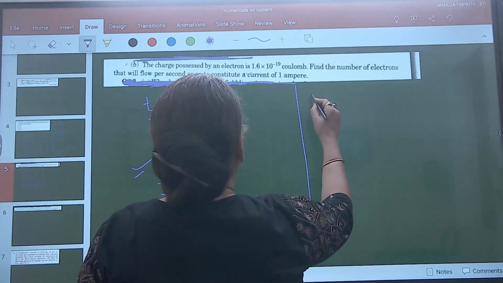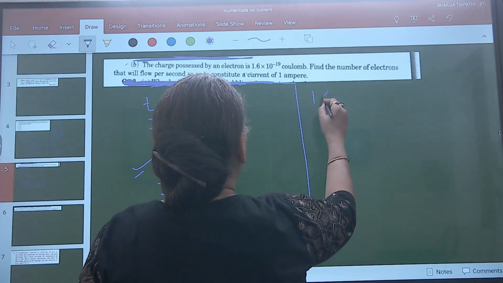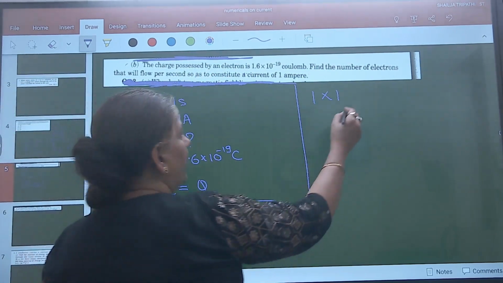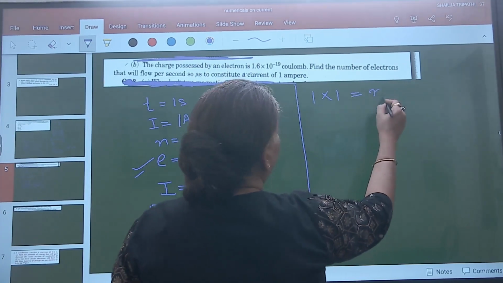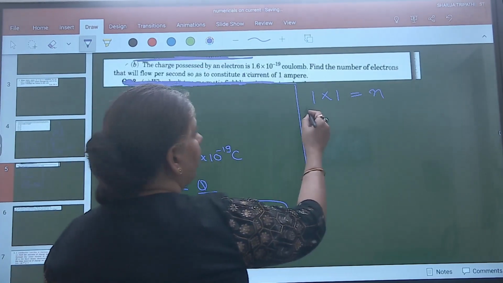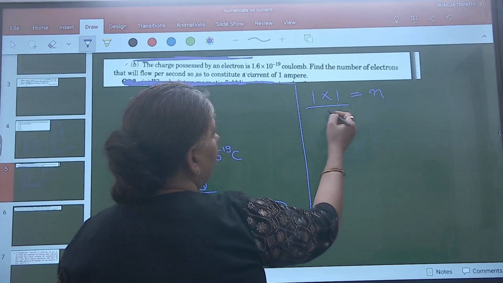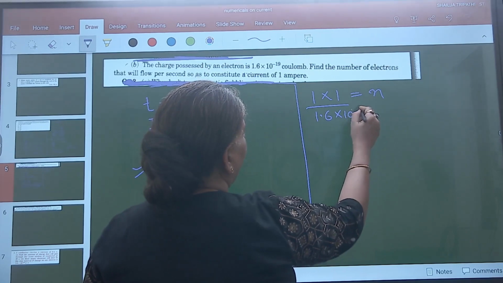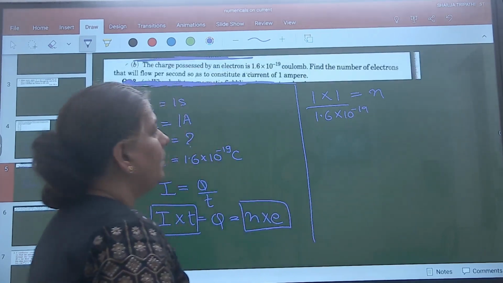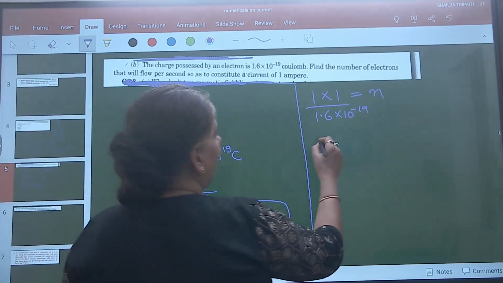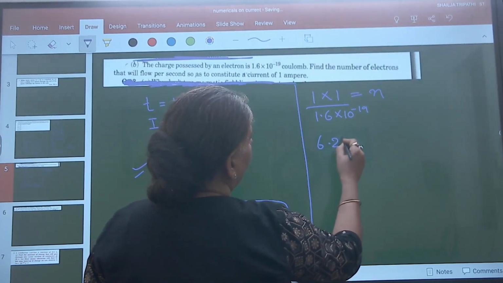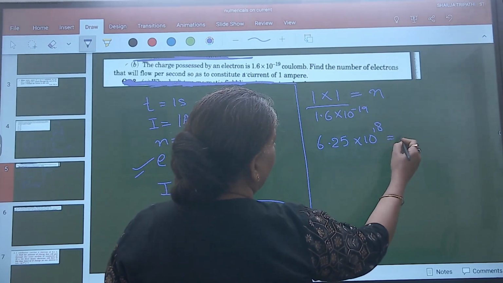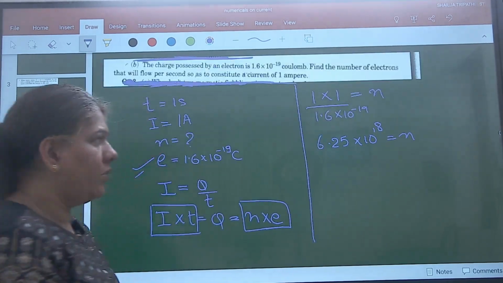I into T, that is I is 1, T is also 1. Number of electrons N, and this E will go in the denominator. N into E will come here, 1.6 into 10 raised to the power minus 19. On solving this, you get 6.25 into 10 raised to the power 18. This is the value of the number of electrons.